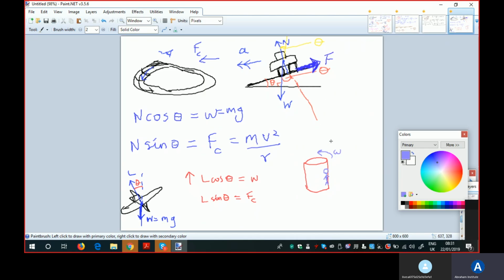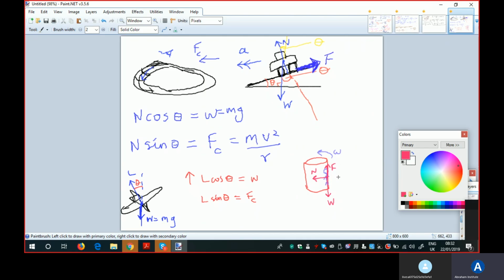Then what will happen is, first we'll label the forces. There will be a normal contact force this way, and the weight of the child is this way. You get this in certain amusement parks. Then we have what we call the frictional force, the force of friction, this way.